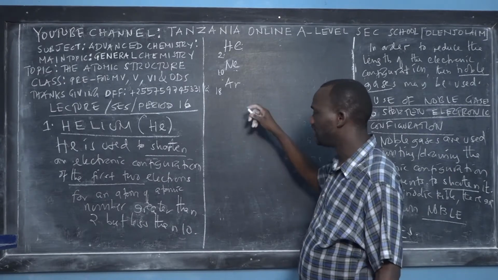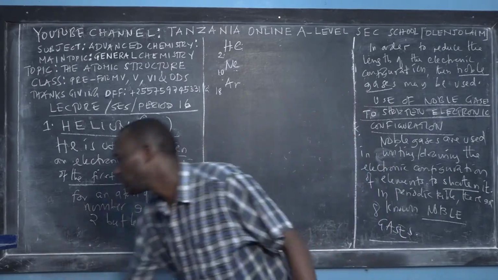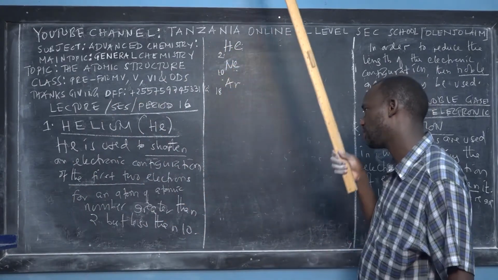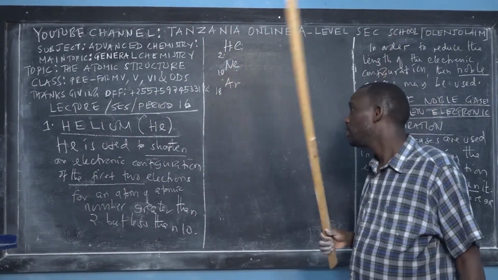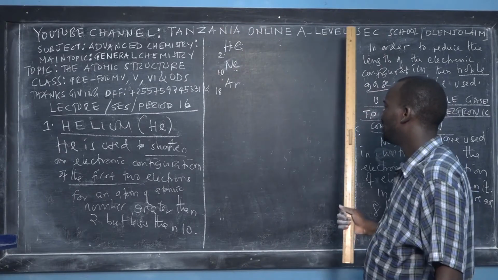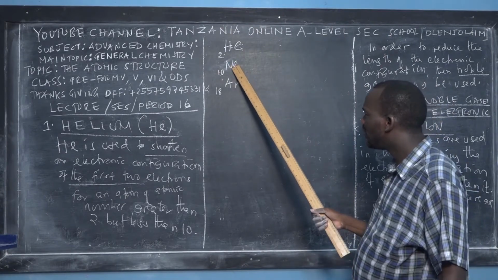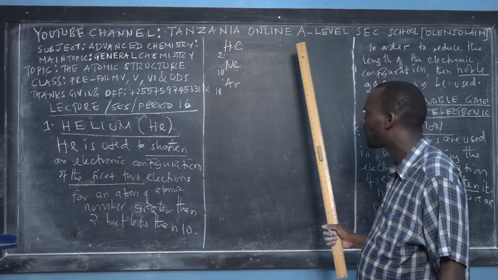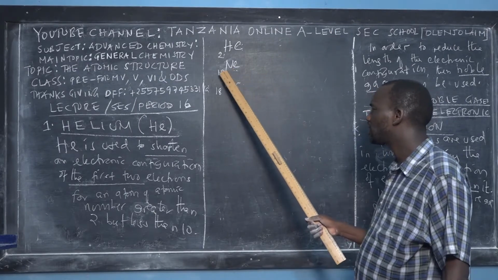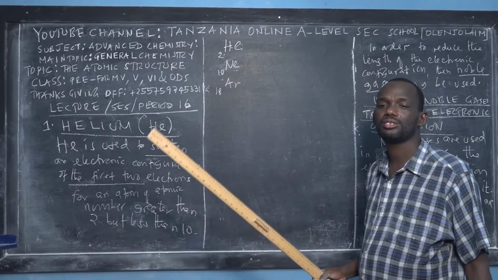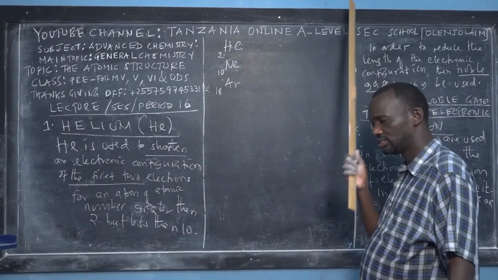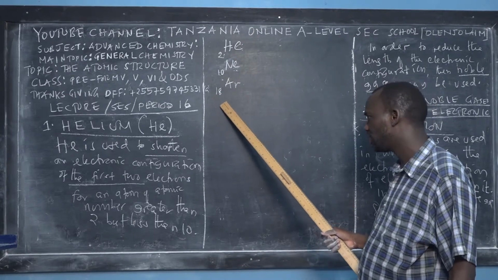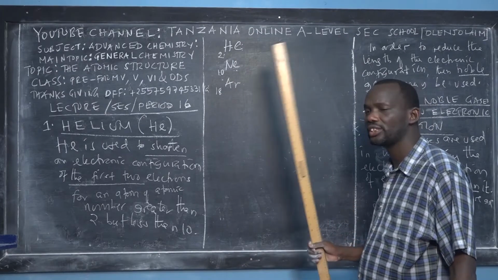Again, you see that the difference between this noble gas and this one is 8. So that 8 means that neon can be used to shorten the electronic configuration between 10 and 18. It should not exceed 18. Why? Because when the value reaches 18, you find another element which is called argon.